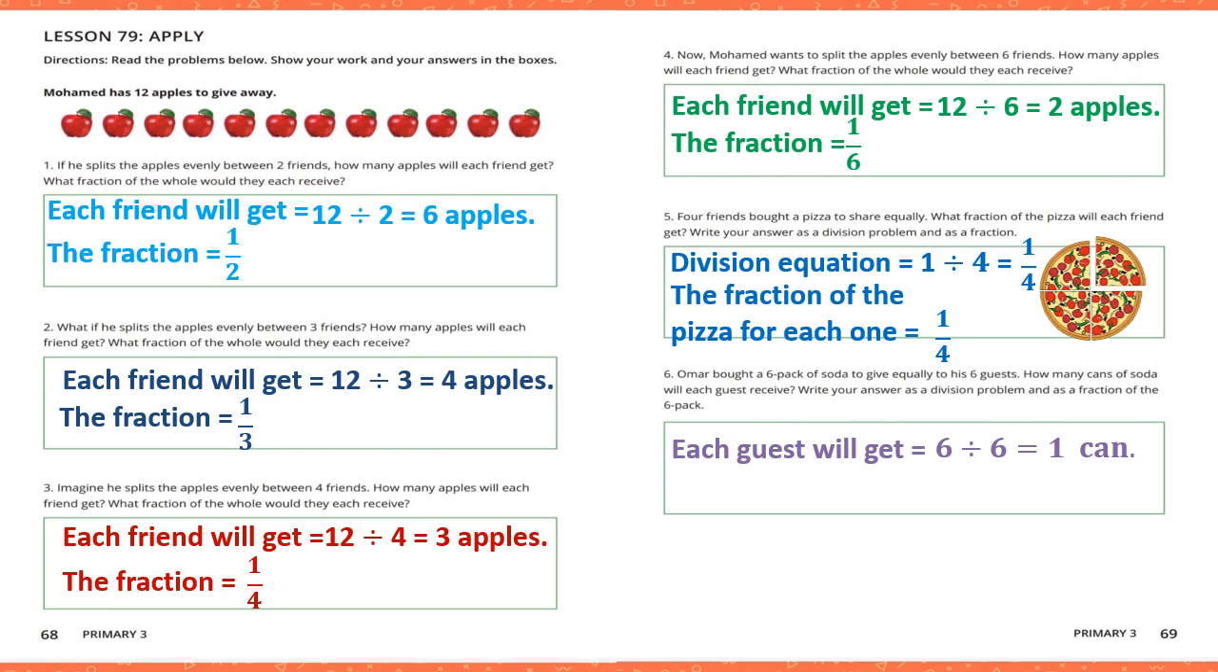And the fraction of the whole will be 6/6. 6 soda cans divided among 6 guests. So each one will take 1 soda can.